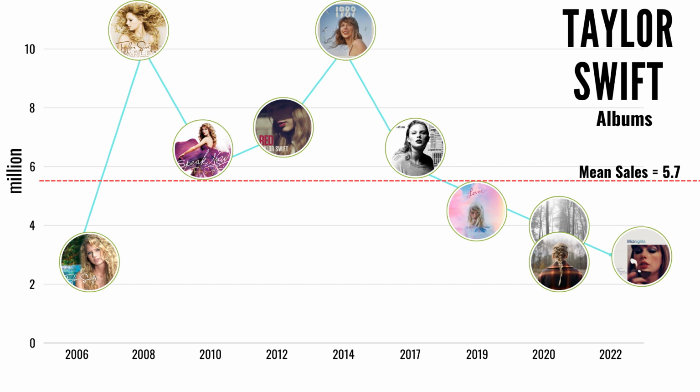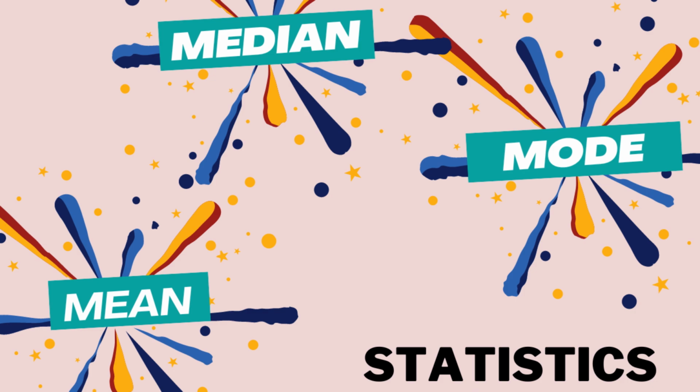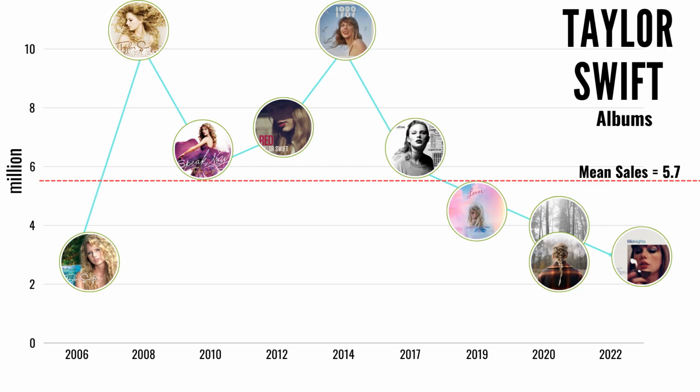The main thing to look at is the line itself. It shows us some ups and downs in album sales over the years. The chart also has a horizontal line called the mean sales line. This line shows us the average number of albums sold across all the years listed. This line chart is like a roadmap to Taylor Swift's career success.